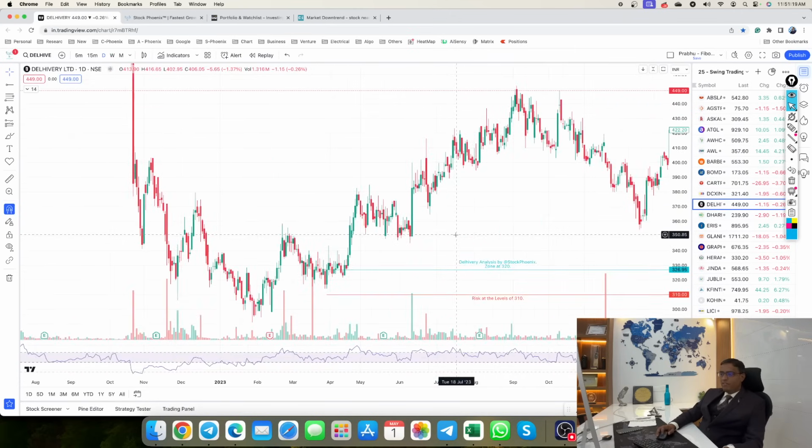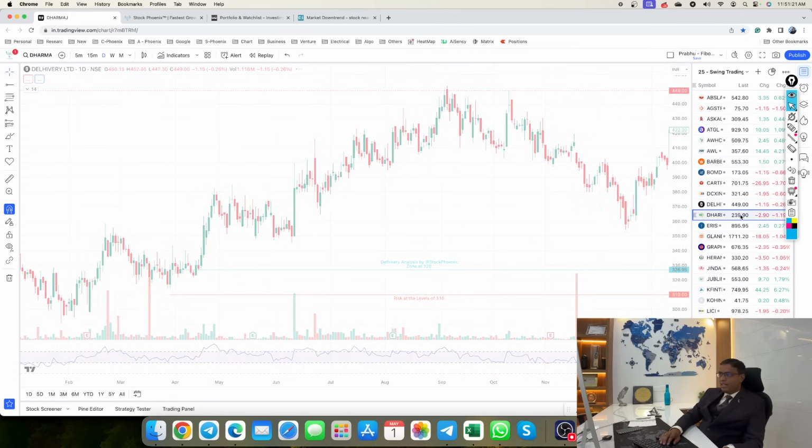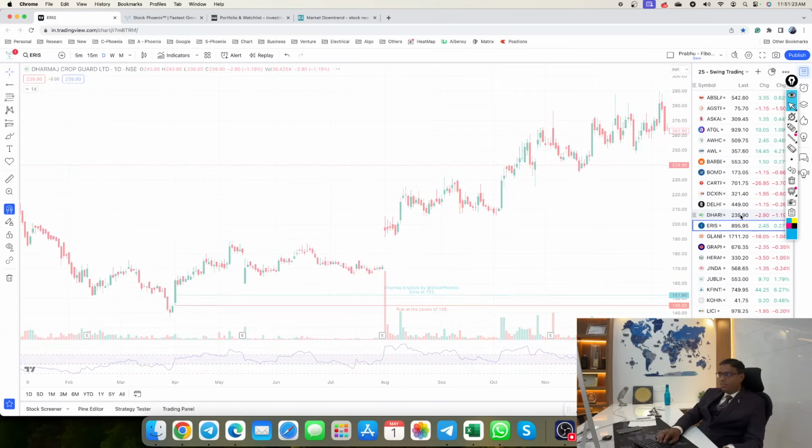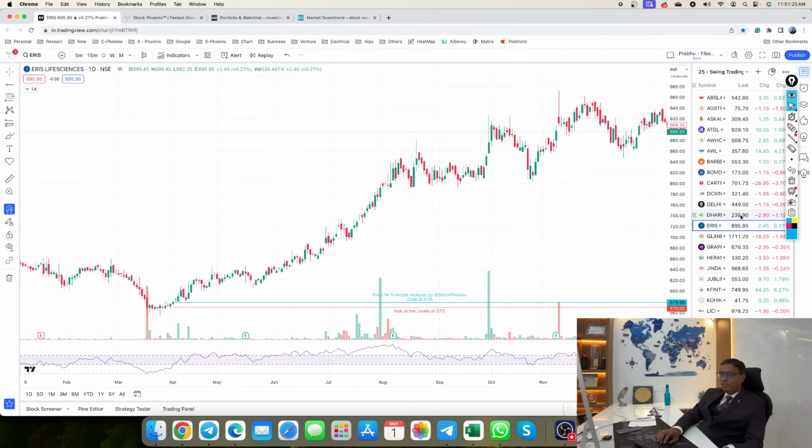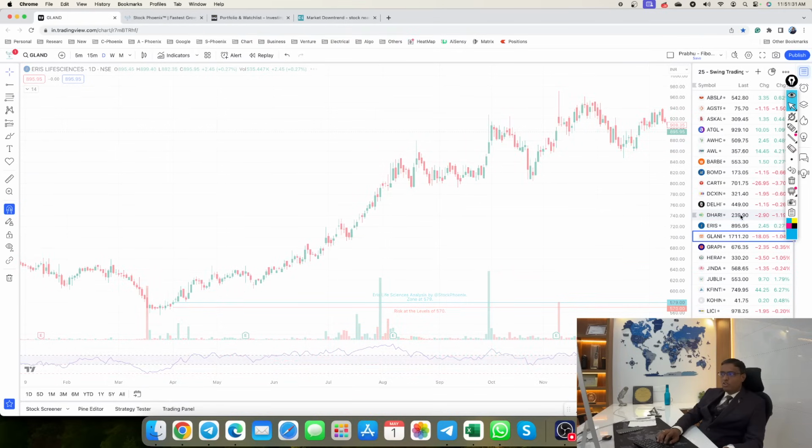This is not a trade from bottom, so we can ignore this. This one, we already explained about Dharmaraj. Eris Life Sciences, again, this will not come into the concept of trade from bottom. This goes under trade from consolidation. So we'll learn about consolidation.